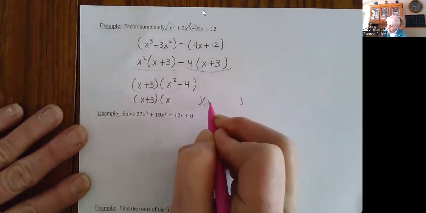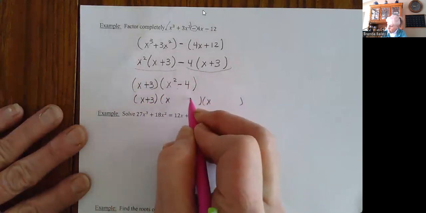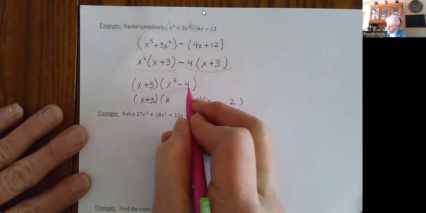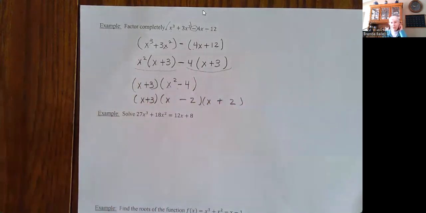X times x gives you x squared. 2 times 2 gives you 4, minus plus. So that is the final answer. So make sure you're done factoring when you do these. Okay. All righty.